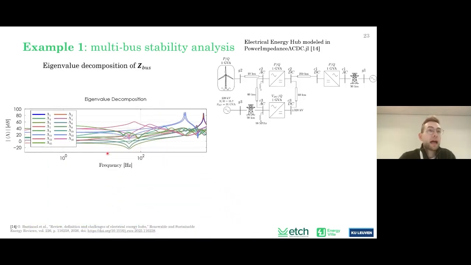Using the eigenvalue decomposition in the tool, we can have a look at the oscillatory modes in the system. And then using the tool again, we are employing the positive mode damping criterion. And this tells us that this peak, this oscillatory mode, is actually undamped. So it's an undamped mode at 55 Hertz.